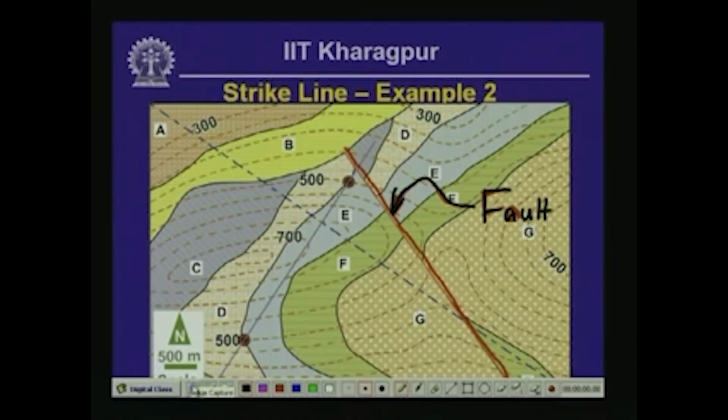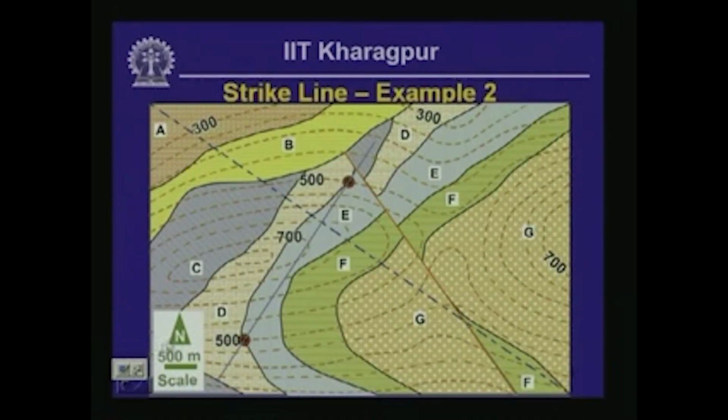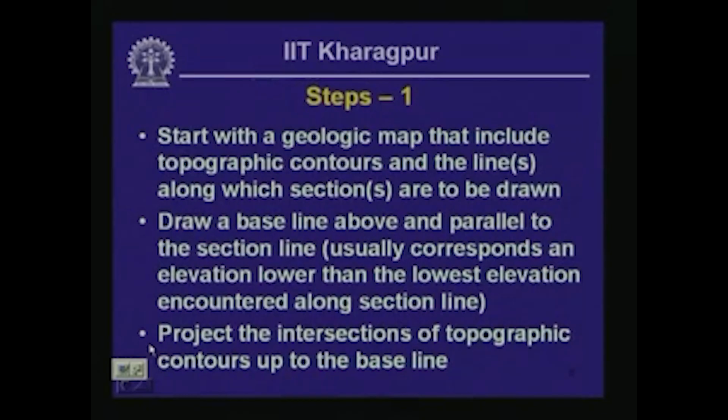Okay, now before I move on with today's demonstration, let me formalize the steps that are going to be involved in the drawing here. This is for your records. It will not be very evident, but these steps will become clear when we start hand drawing the sections. So we are going to start with the geologic map, and this map should include the topographic contours as well as the lines along which the sections are to be drawn.